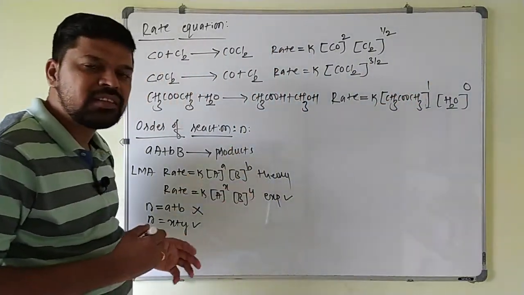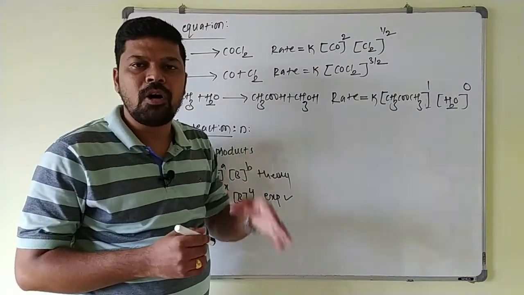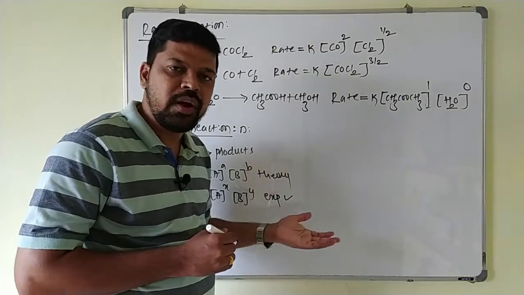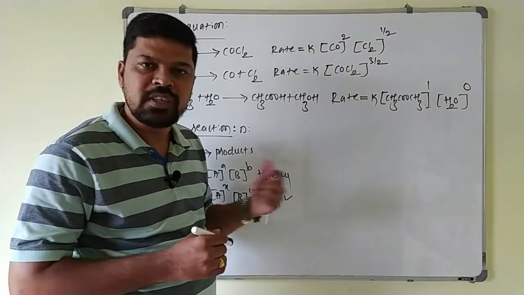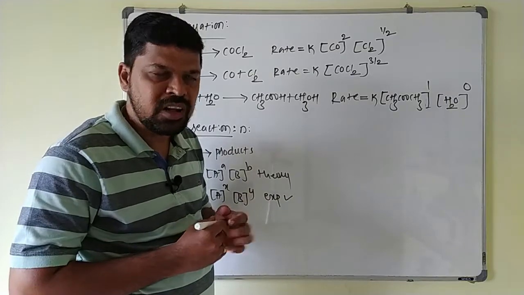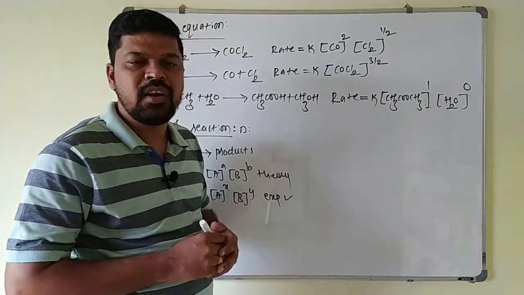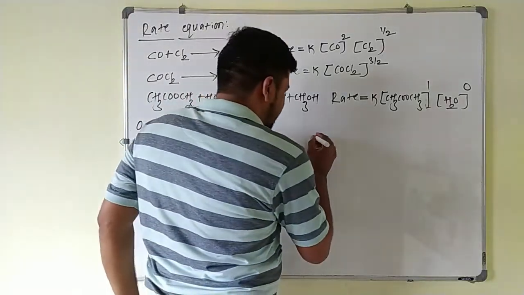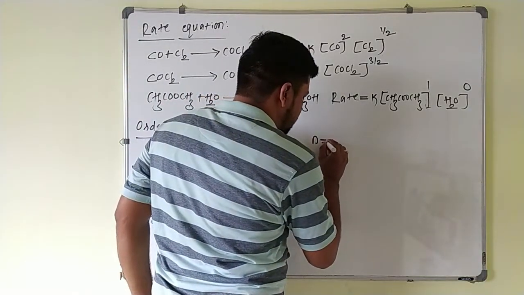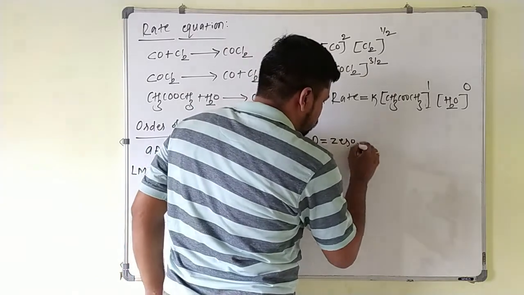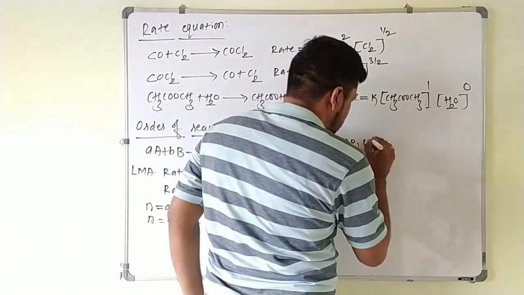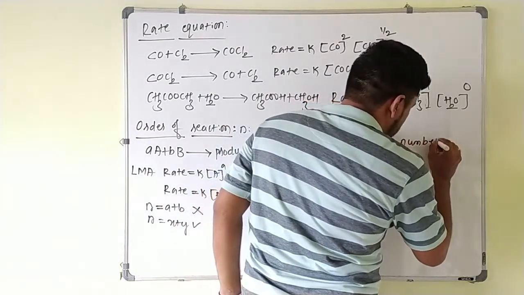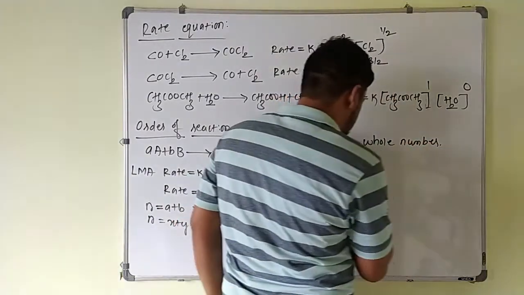This order of the reaction may be 0, a whole number or a fraction. If the order of the reaction is 0, it is a 0 order reaction. If it is equal to 1, first order. If n is equal to 2, second order. n is equal to 3, third order. If the n value is a fraction, then it is called a fractional order reaction. So this n value may be 0 or it may be a whole number, or it may be a fractional value also.